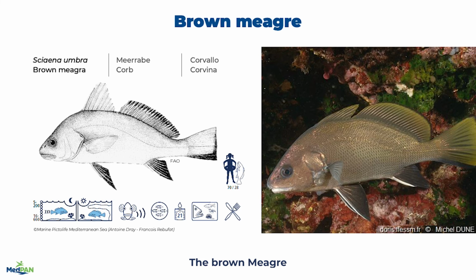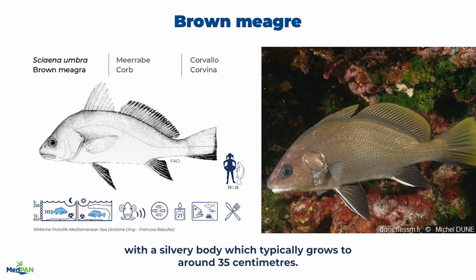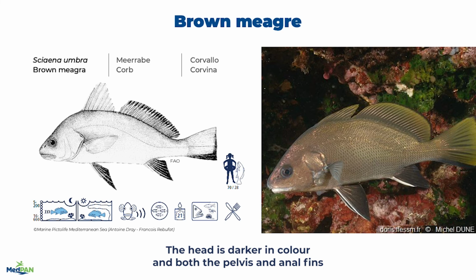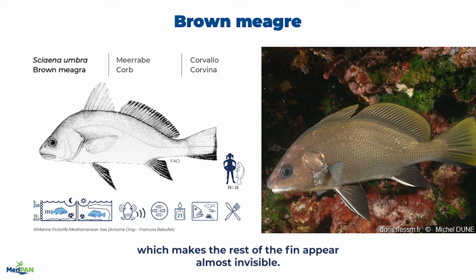The brown meagre, known scientifically as Sciaena umbra, is a robust fish with a silvery body which typically grows to around 35 centimeters. The head is dark in color and both the pelvic and anal fins have a strong white front margin set against a black background, which makes the rest of the fin appear almost invisible.